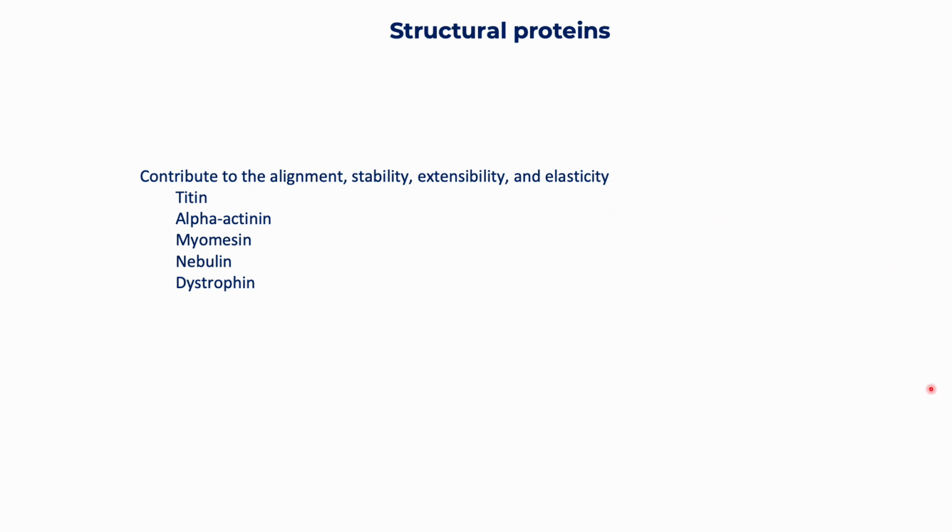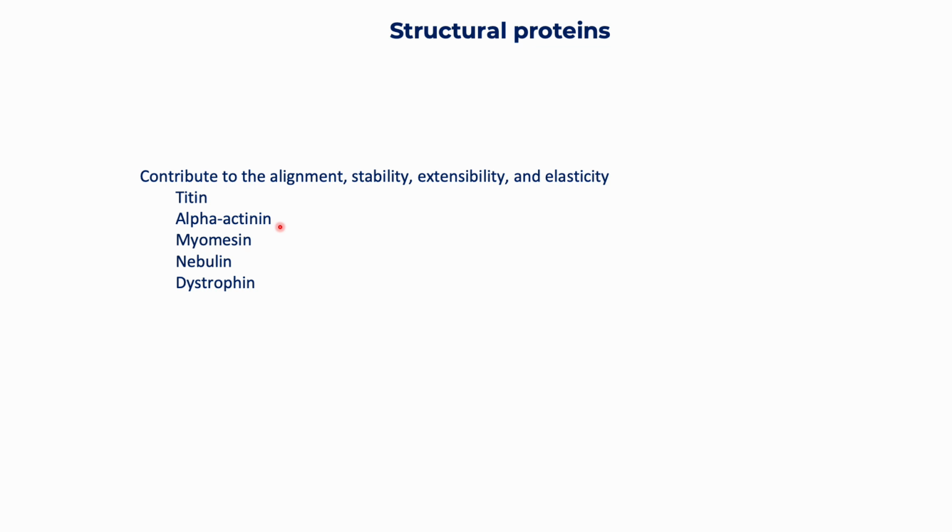Now let's talk about these structural proteins. First one is titin. Titin is a structural protein that connects a Z disc to the M line of the sarcomere, and this helps stabilize the position of the thick filaments. Because it can stretch and then spring back together without any damage, titin accounts for much of the elasticity as well as the extensibility of myofibrils.